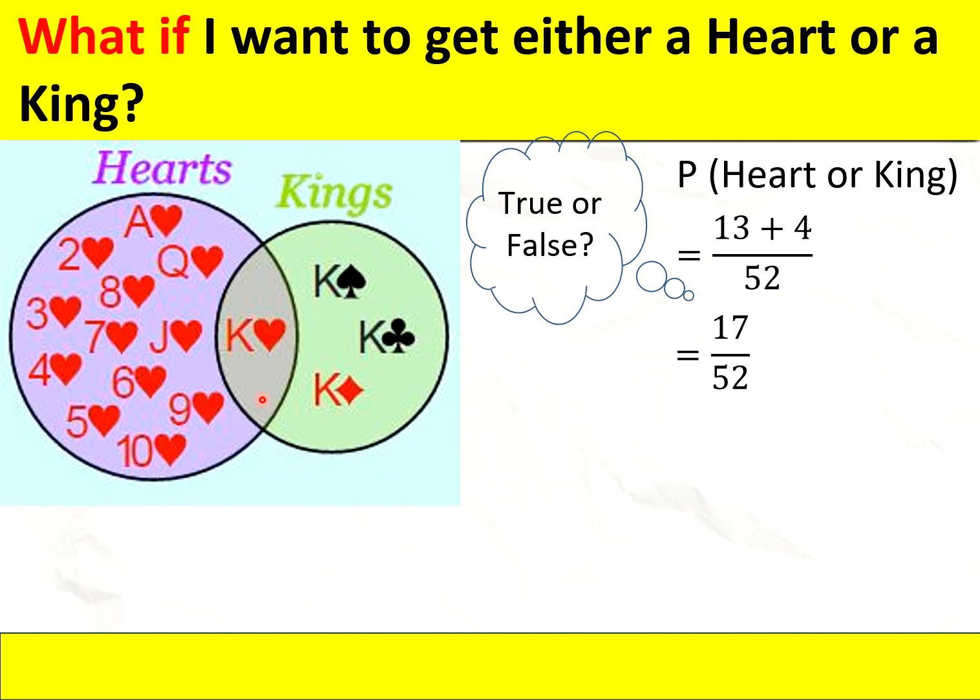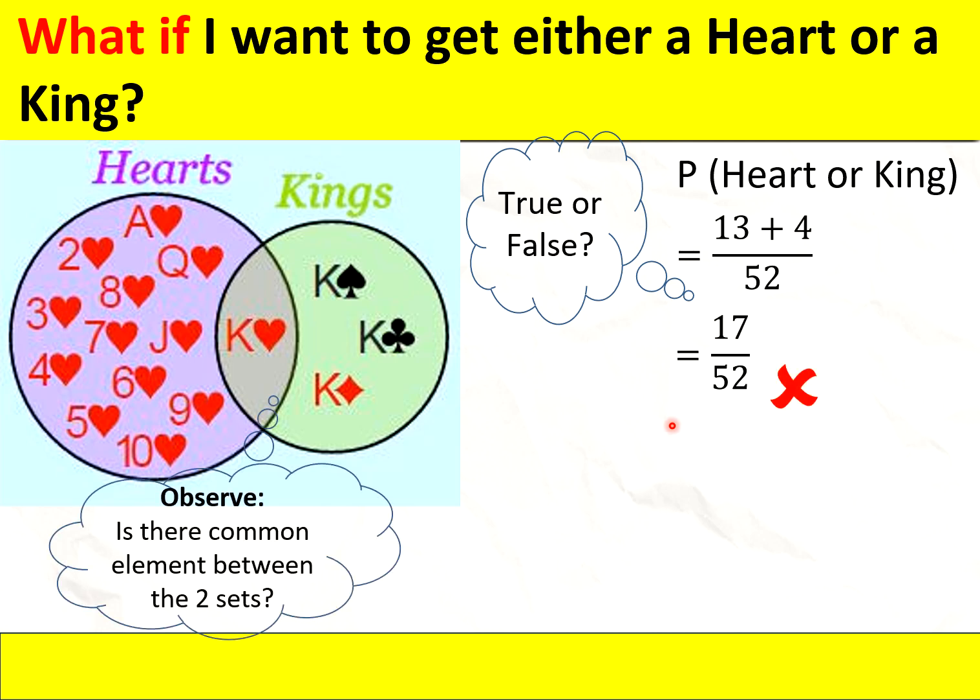You notice that one king, the king of hearts, is actually in the intersection. So that means in total there are only 16 elements instead of 17. In this case, I will not be able to work it out as 17 over 52, because there is a common element between the two sets. So in order for us to find the probability of heart or king, I do need to take note that the total number of elements is only 16. When I simplify, the answer should be 4 out of 13.